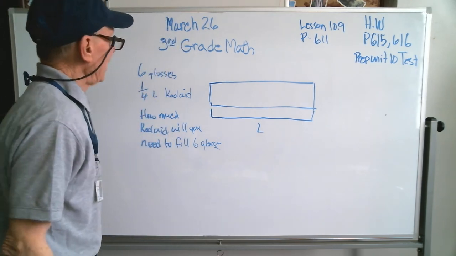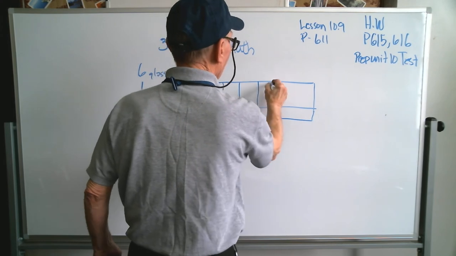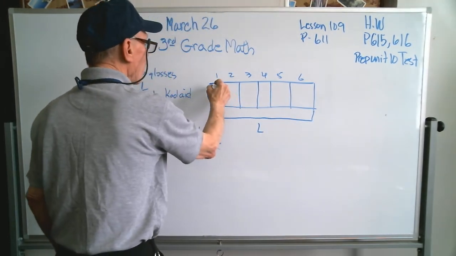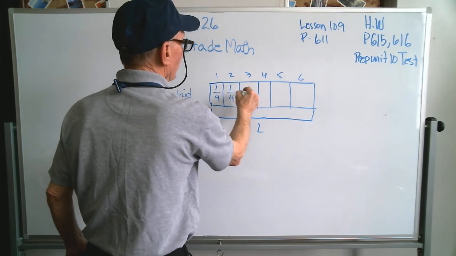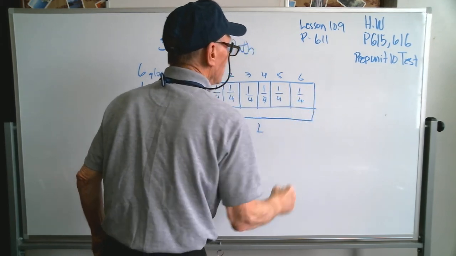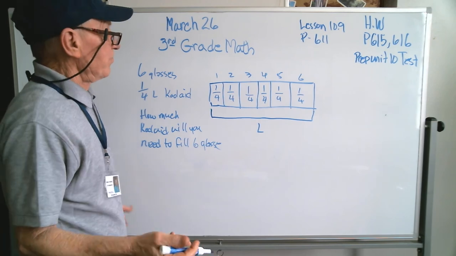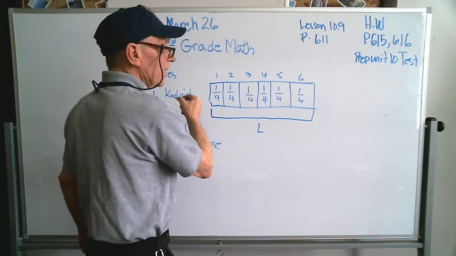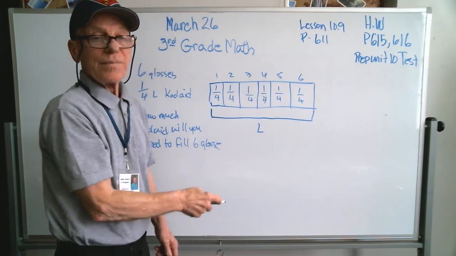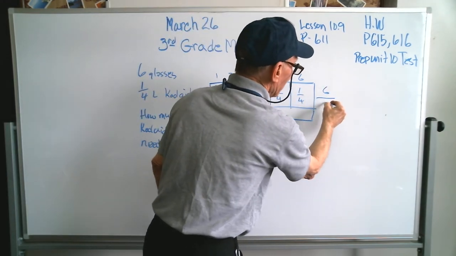So, we've got 6 glasses of Kool-Aid. Let's break our chart into the 6 glasses: 1, 2, 3, 4, 5, 6 glasses, and each one holds 1/4 of a liter. I chose a fraction because I really wanted to make you think. It's a lot easier if it's a whole number. But fractions, you just add them all together. That's the rule of addition with fractions: as long as the denominators are common, you just add the numerators and put them over the denominator. So we got 6, and the denominator is 4.